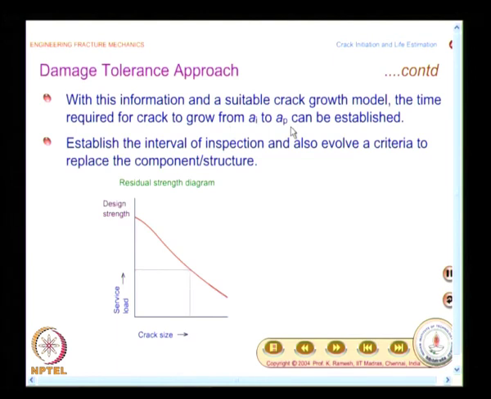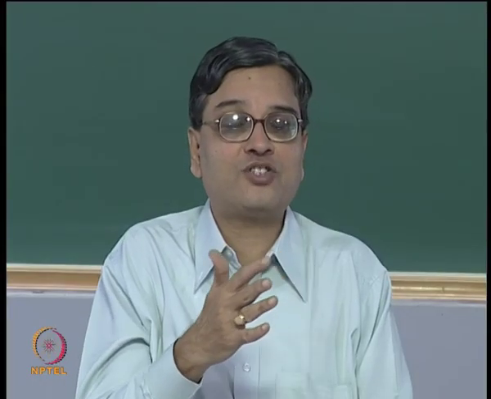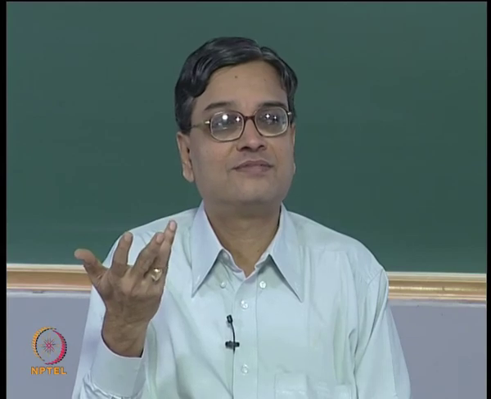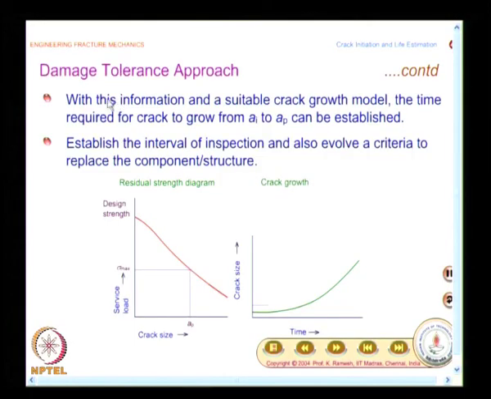Then you do the inspection interval. See, if you do these calculations wrongly, you go and inspect after the crack has become critical, what is the use? So, the crack growth model has to be realistic. So, all that comes from practice. Your field experience is definitely needed for developing and implementing the damage tolerance approach.